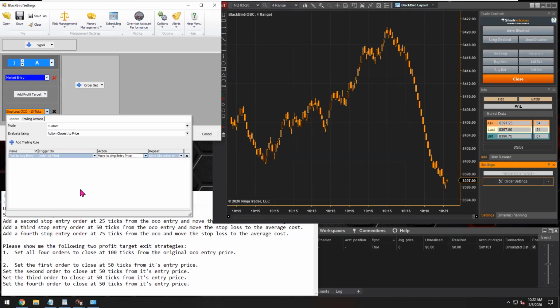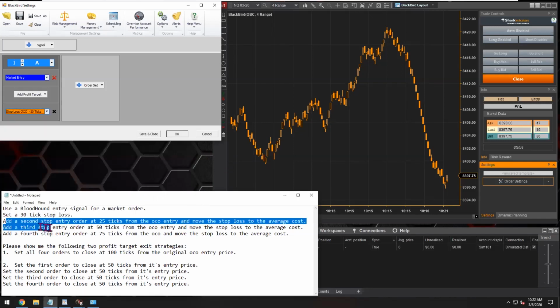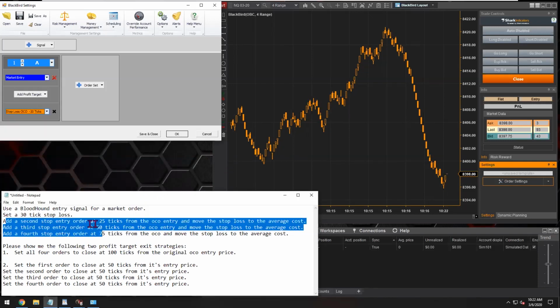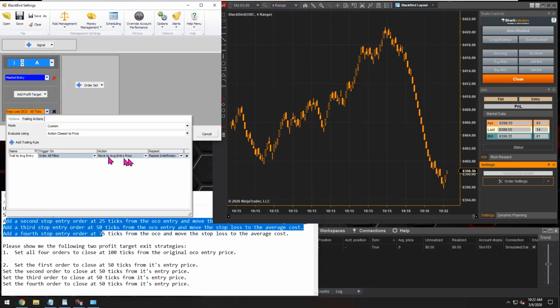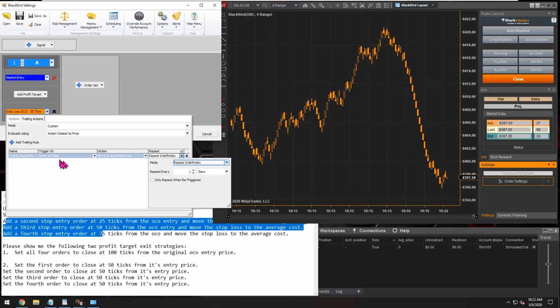So, and then the repeat, we want this to repeat basically indefinitely throughout the life of the trade, right? Because hopefully we'll get three other scaled in contracts, right? Which will adjust the average entry price. And so therefore we want this trailing rule to keep repeating itself. For every entry order that gets filled, we want it to keep trailing up, moving up to the average entry price.